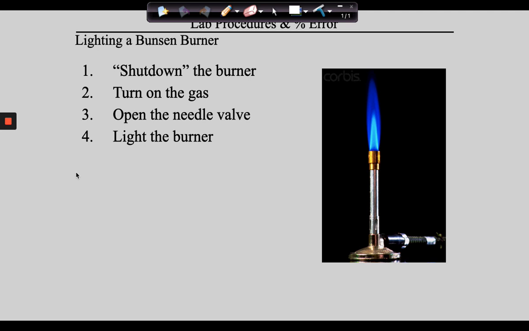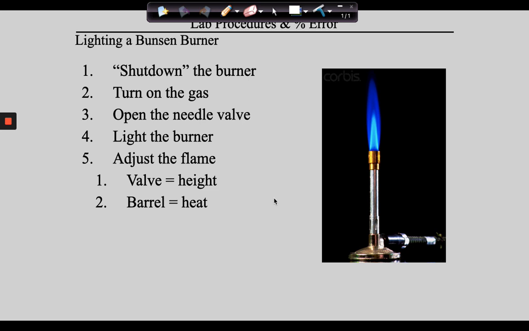Now guys, compare. My flame compared to that flame. Good? Bad. Guys, here's the deal. This is a very, very low efficiency flame. It will burn you if you leave your hand there long enough, but this will never boil water. This will never get hot enough to cause reactions to happen. So guys, then the question is, how do we turn this into that? And the answer is right here. You adjust your flame by changing the valve to adjust the height and by changing the barrel to adjust the heat. So guys, let me darken the room a little bit more and then let me show you what all that means.